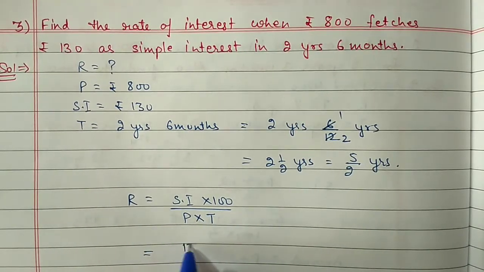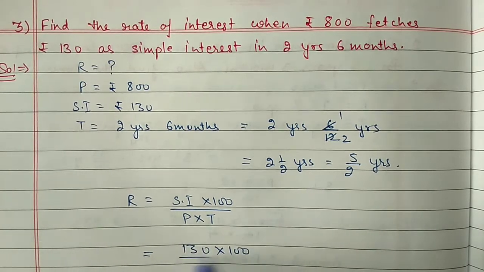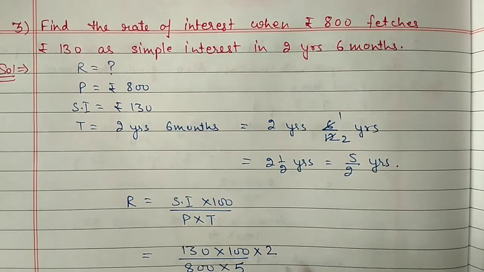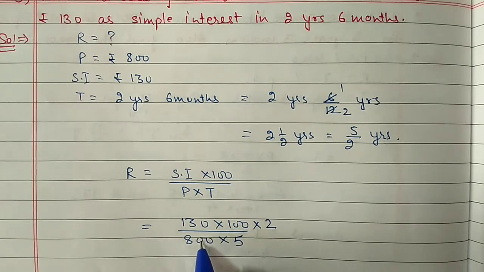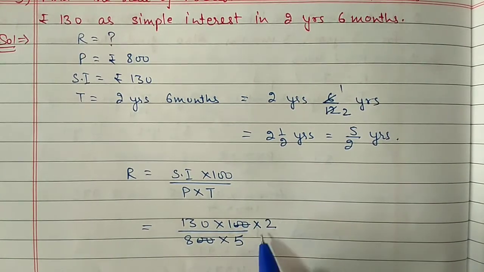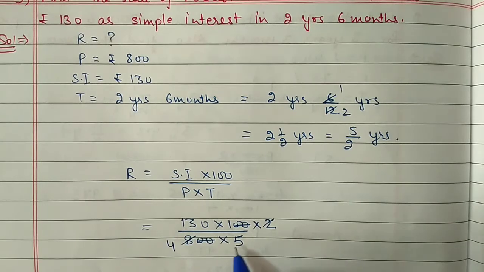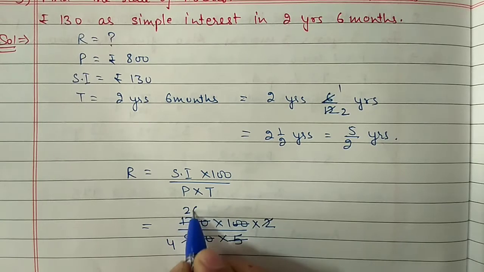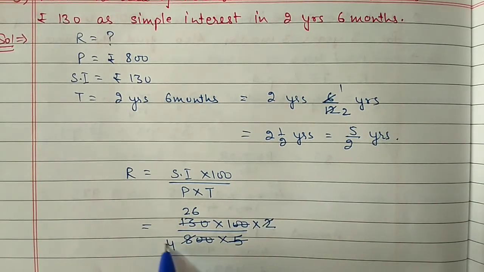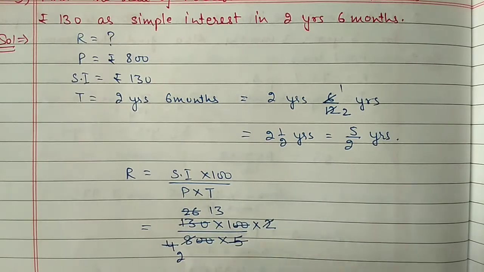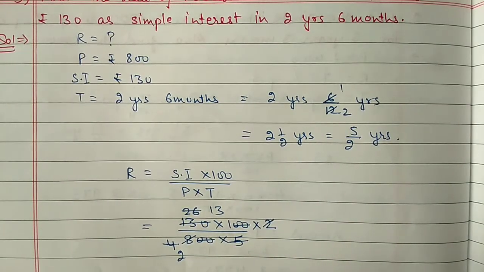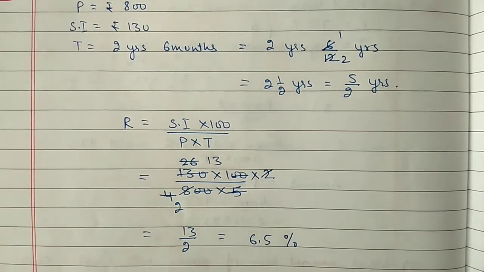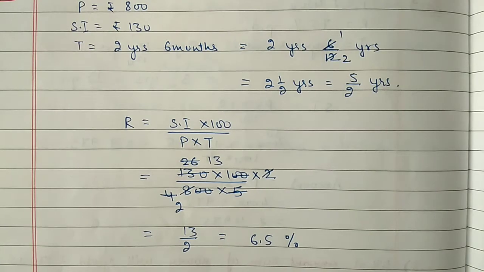Simple interest is 130 rupees into 100. Principal money is 800 rupees into 5 by 2, which means the 2 will go up. Now do the cancellation. 2 zeros we can cancel directly. Then 2 fours are 8, we can cancel. With 5 also we can cancel, 5 twos are 10 and 5 sixes are 30. Then again we can cancel 2 twos, and 2 thirteens are 13, so by 2 we are getting 13 by 2, which we can write as 6.5%. So the rate of interest here is 6.5%.